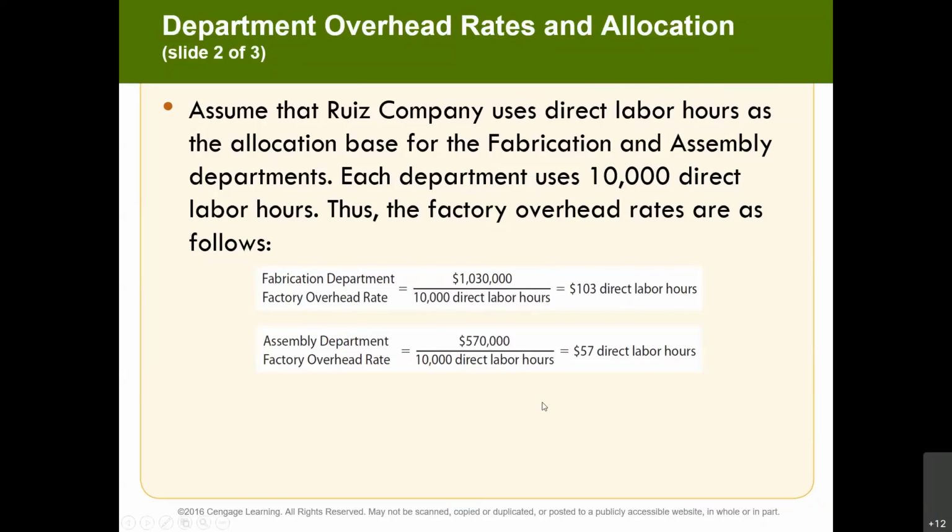And for the assembly department, 570,000 was the allocation for the budgeted factory overhead for this department. 10,000 direct labor hours was our base. That gets us to $57 per direct labor hour for the assembly department for overhead. Make sense so far? Yes? Wonderful.